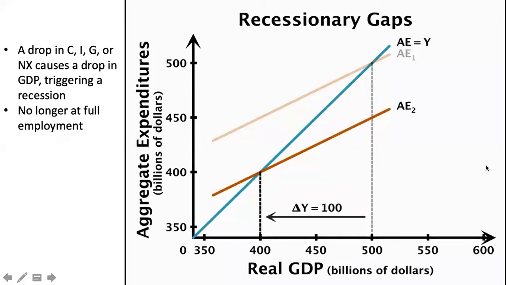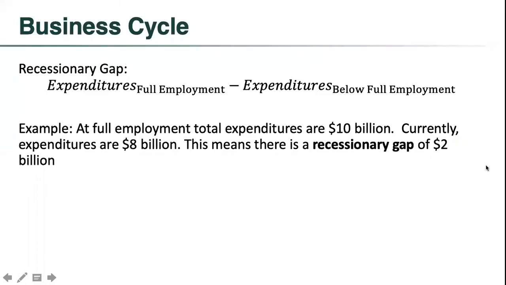All right. So I'm going to go ahead and describe this recessionary gap. It's really just the monetary amount that you're missing from that point of full employment. So if full employment in our economy, this is a different example from the one in the picture, if our full employment level of expenditures or real GDP is $10 billion, and currently the expenditures are only $8 billion, this means that the recessionary gap, how big our recession is, is $2 billion, right? It's just 10 billion minus 8 billion, that's it.